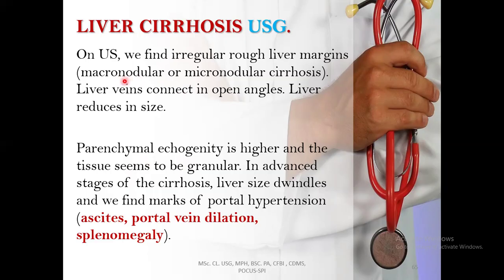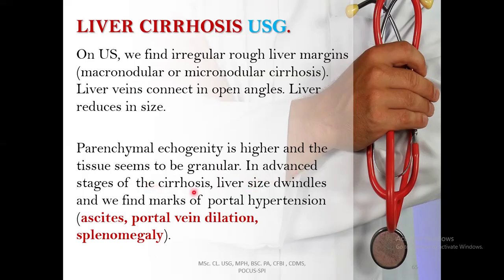When we say micro and macro nodular, nodule-like masses, you will see multiple masses in the liver. Sometimes they're not big. Sometimes they are micro, tiny ones, diffusely seen in the liver. So parenchymal echogenicity is higher, and the tissue seems to be granular. You understand? Granules are kind of rough. They are not smooth. So the echogenicity of the liver is what? High, meaning ultrasound will see it as white because of the scarification, the scar tissue.